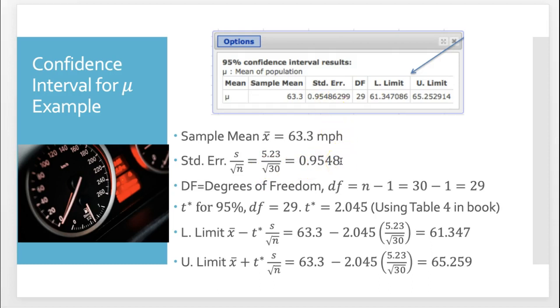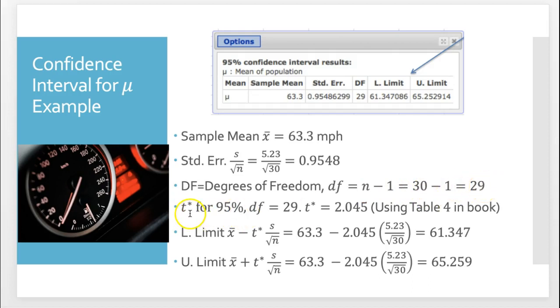So the standard error is the expected difference we should see between the sample mean and the population mean, whereas S is the estimate of the expected difference we should see between a single observation and the population mean. Of course, we had to estimate it. The degrees of freedom tell you your sample size. So degrees of freedom is always our sample size minus 1. So it's our random sample of 30 cars minus 1, which is 29.